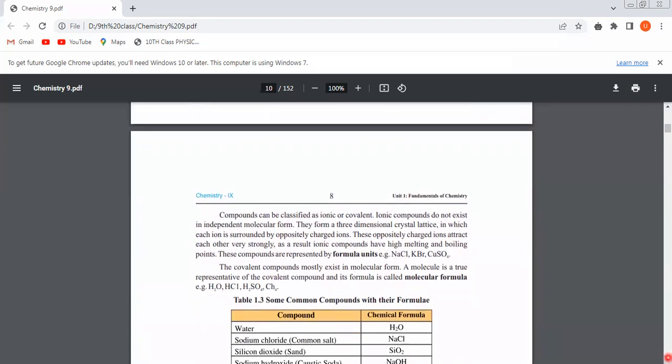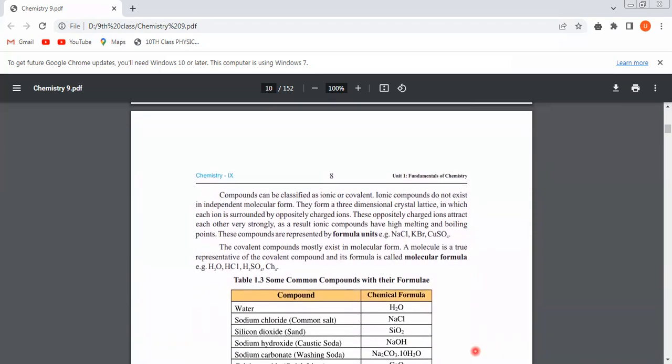Compounds can be classified as ionic or covalent. Ionic compounds do not exist in independent molecular form. They form a three-dimensional crystal lattice in which each ion is surrounded by oppositely charged ions. These oppositely charged ions attract each other very strongly. As a result, ionic compounds have high melting and boiling points. These compounds are represented by a formula unit.